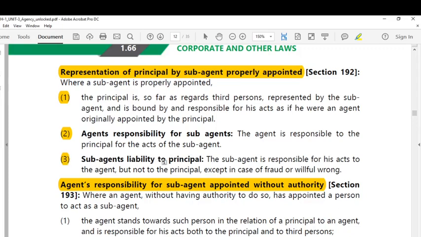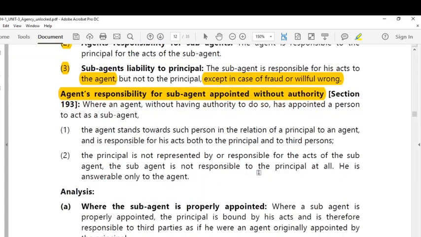And the subagent's liability to the principal. The subagent is responsible for his acts to the agent only, but not to the principal, except in case of a fraud or willful wrong. And the agent's responsibility for a subagent appointed without authority. Where an agent, without having authority to do so, has appointed a person to act as a subagent, in such a case the agent stands towards such person in the relation of a principal to an agent and is responsible for his acts both to the principal and to the third persons, right?